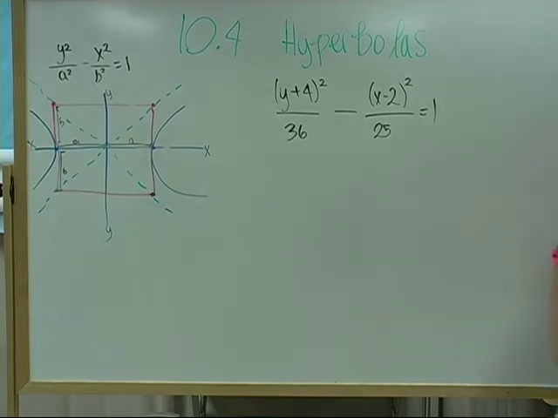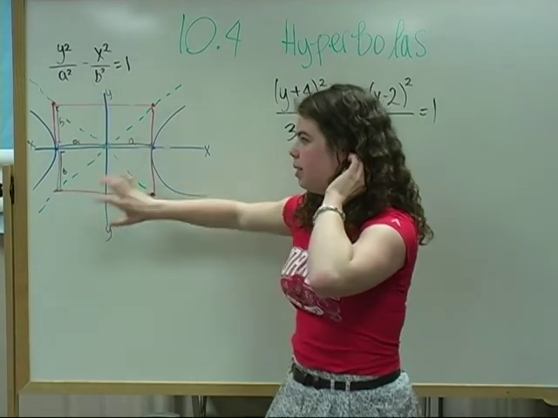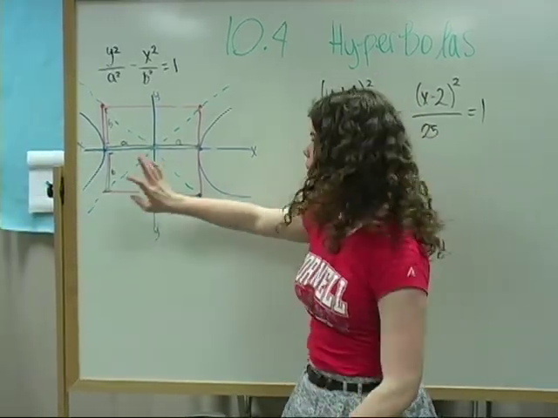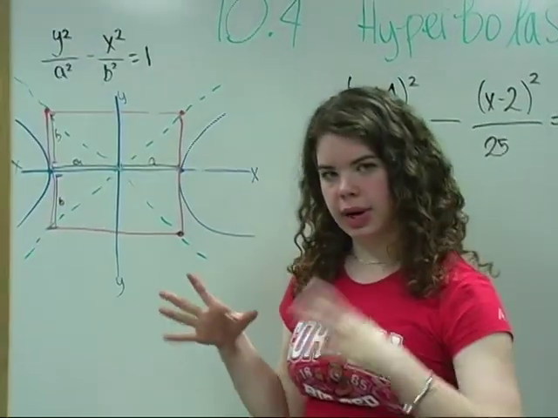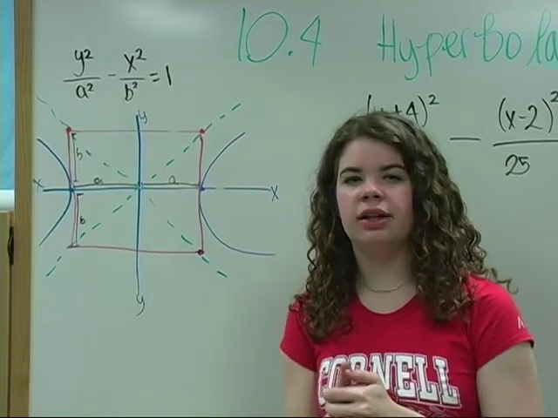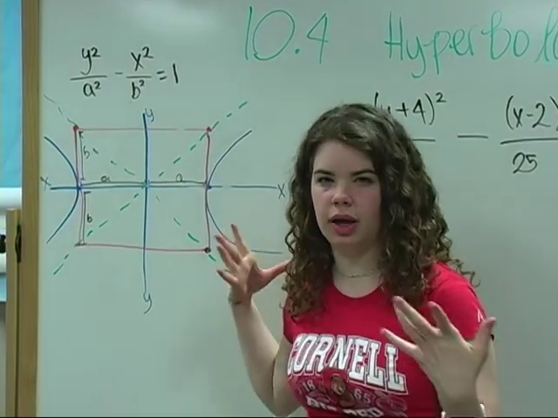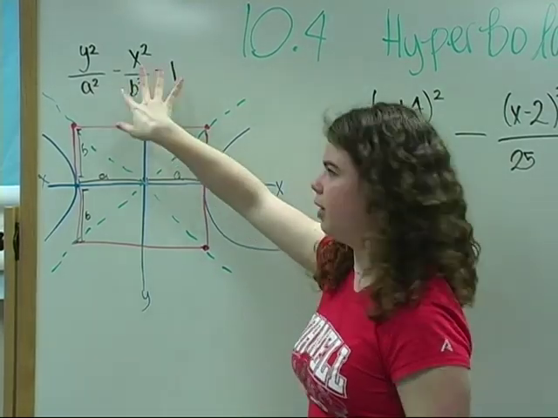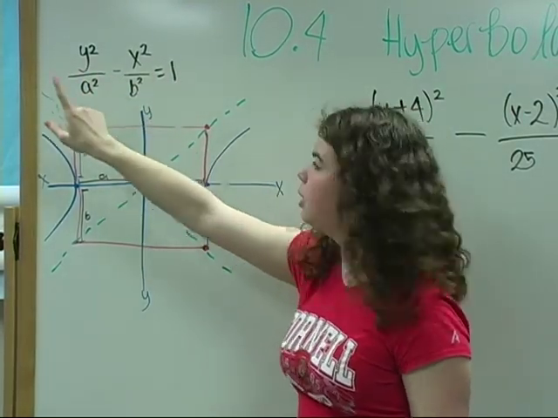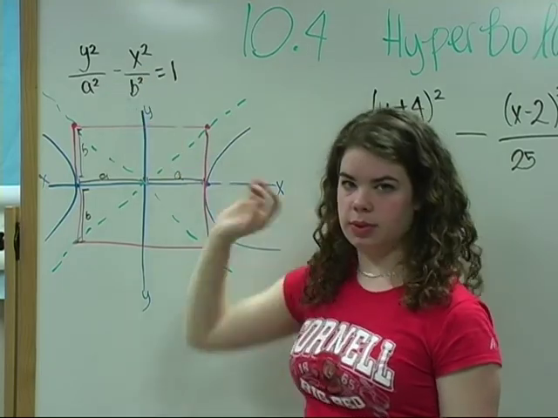So, let's start by having a look at the basic form of our hyperbola graph. It looks really confusing, but if you break it down section by section, it's kind of like a map. It's a map of a graph. So, let's start by looking at the form of the equation. Y squared over a squared minus x squared over b squared equals 1.